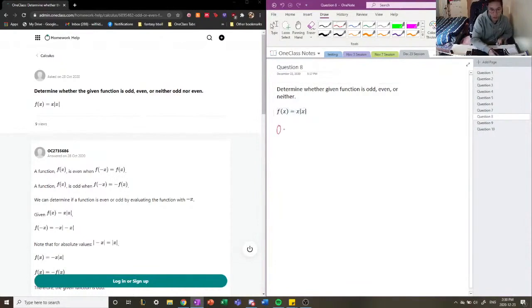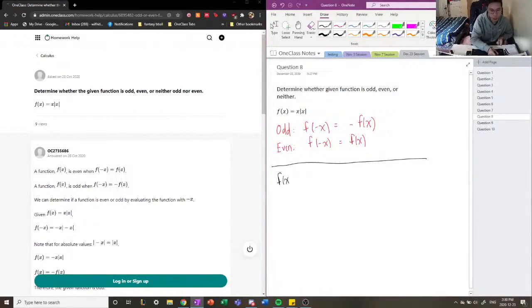So if we have an odd function, that means that f of negative x is also equal to negative f of x. If we were to have an even function, we would have f of negative x equals f of x. And the function is neither odd nor even if either of these rules doesn't hold. Okay, so we're going to calculate whether or not this function is odd or even.